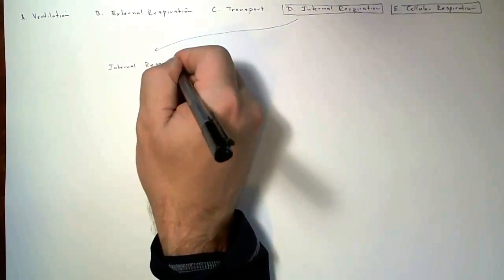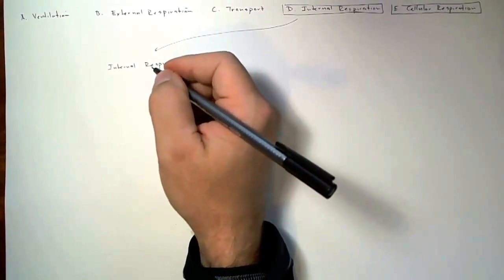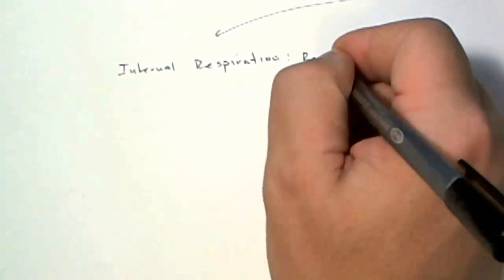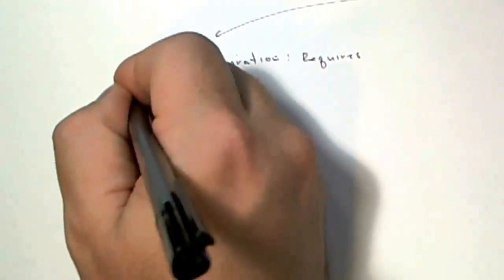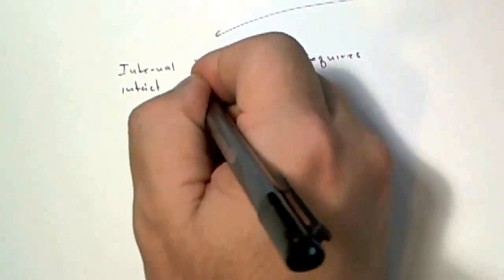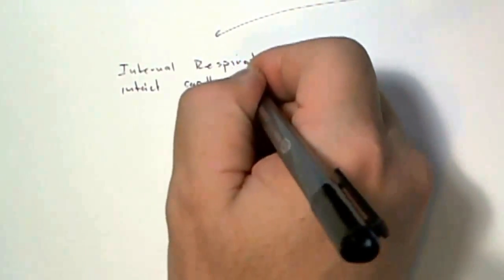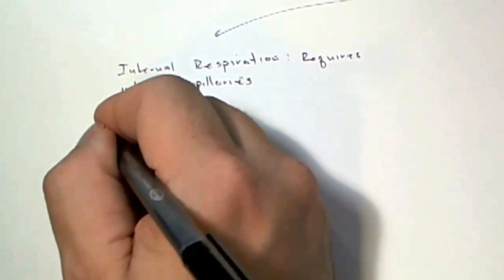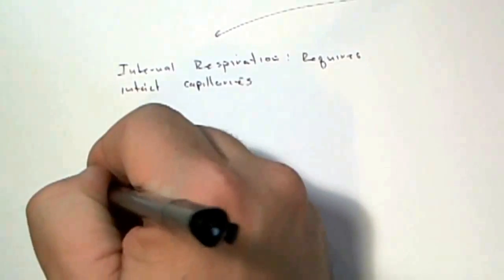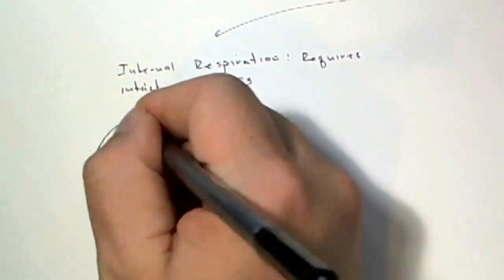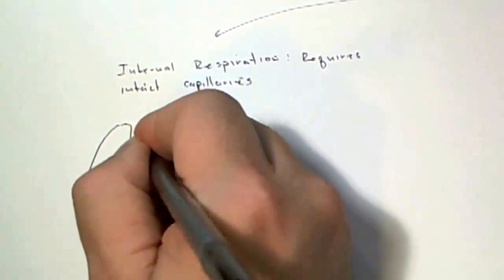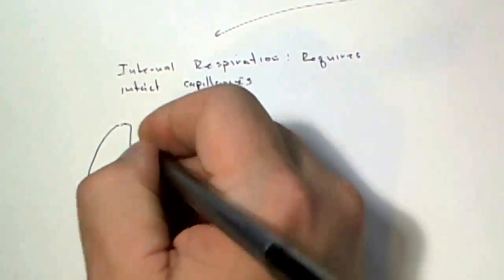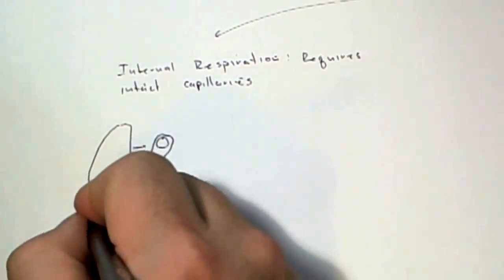And the only thing I really want to point out with internal respiration is it's highly dependent on capillaries. This requires intact capillaries. Because what we're talking about is, I suppose the way we could do this is, if this is the lung and this is a blood vessel, this is external respiration.